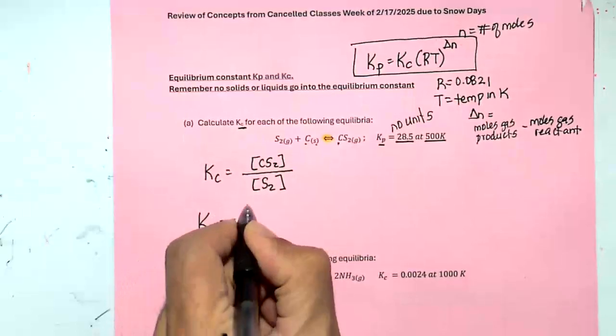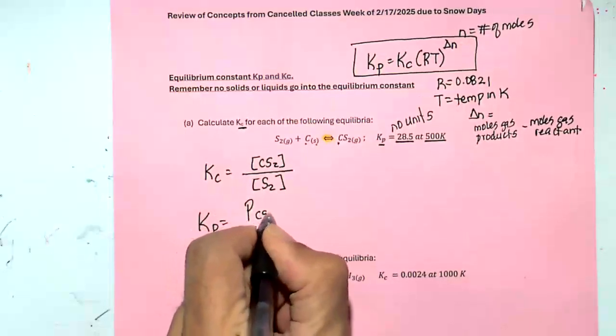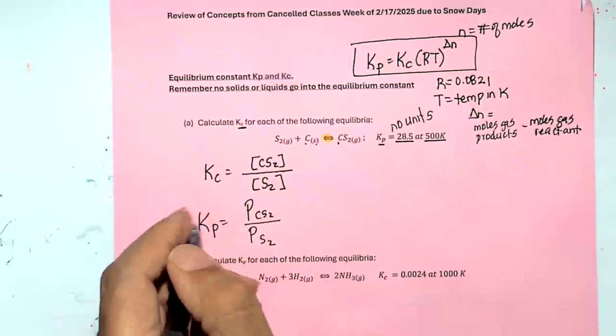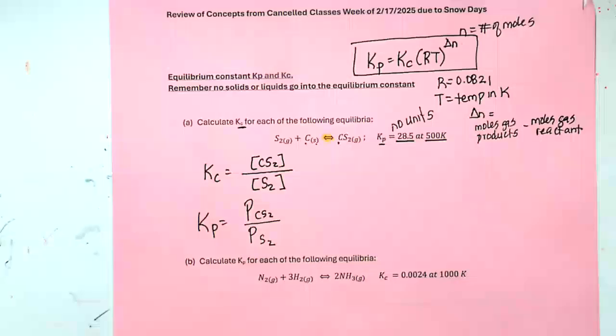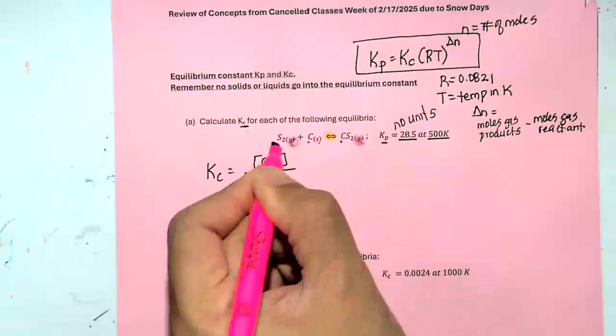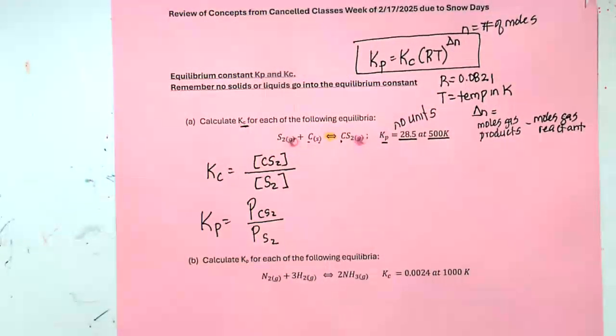And then we can also do Kp, which would be the pressure of CS2 divided by the pressure of S2. Because of gases, we can go either way. That P there stands for pressure, usually in atmospheres. We can express gases either as a concentration or as a pressure.